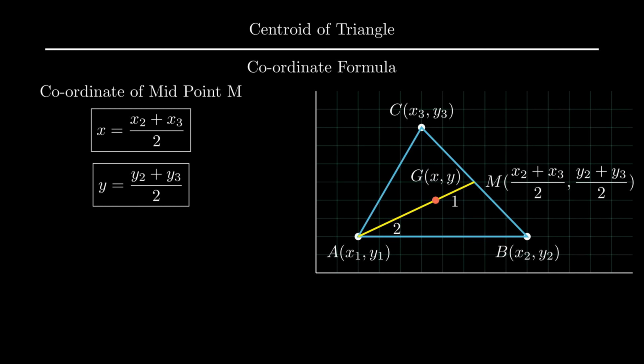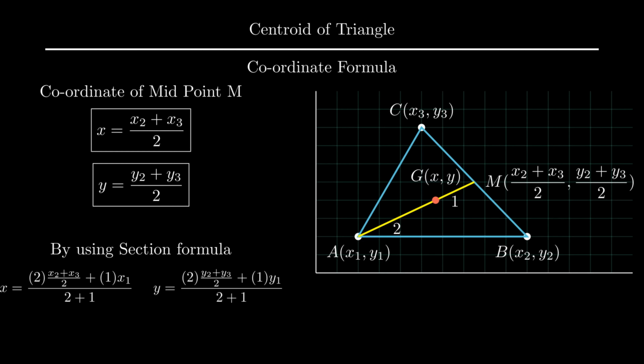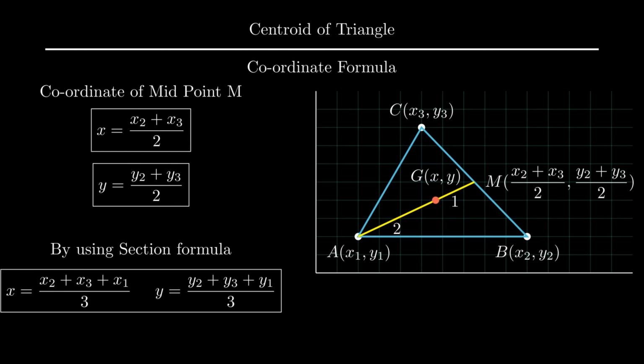So by using the section formula, the abscissa of centroid G equals twice of the sum of x2 plus x3 divided by 2 plus 1 into x1 whole divided by 2 plus 1. While the ordinate equals twice the sum of y2 plus y3 divided by 2 plus 1 into y1 whole divided by 2 plus 1. On simplifying, we get x equals x2 plus x3 plus x1 upon 3, while y equals y2 plus y3 plus y1 upon 3.